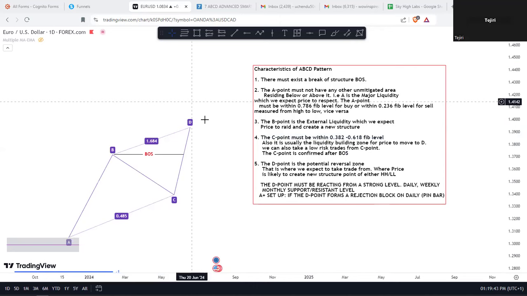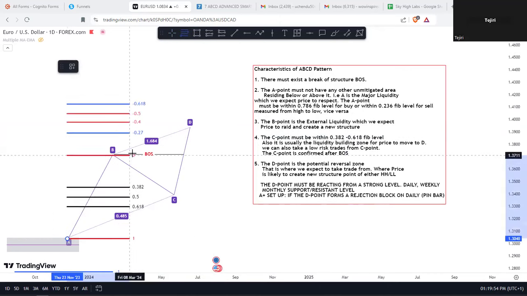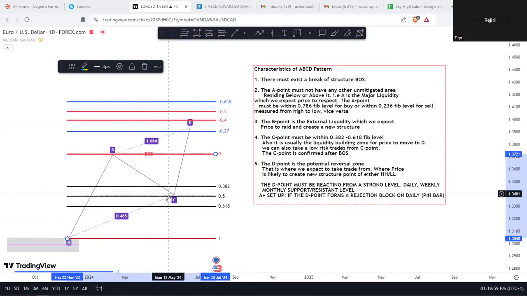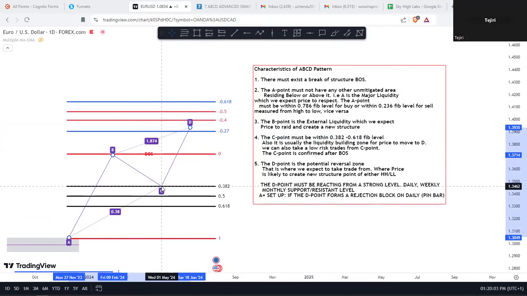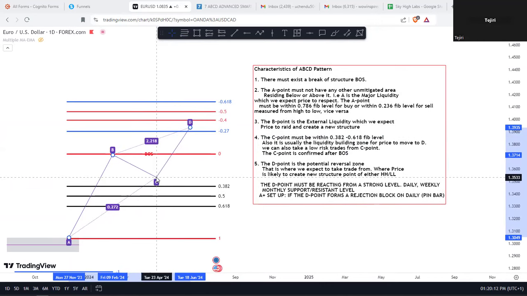Now, what does it mean that the C point must be within 0.382 and 0.618? If you take your Fibonacci tool, you go from point A to point B. This retracement must exceed 0.382. If you have the B point forming like this, it is not a valid C point. It's not a valid ABCD pattern.